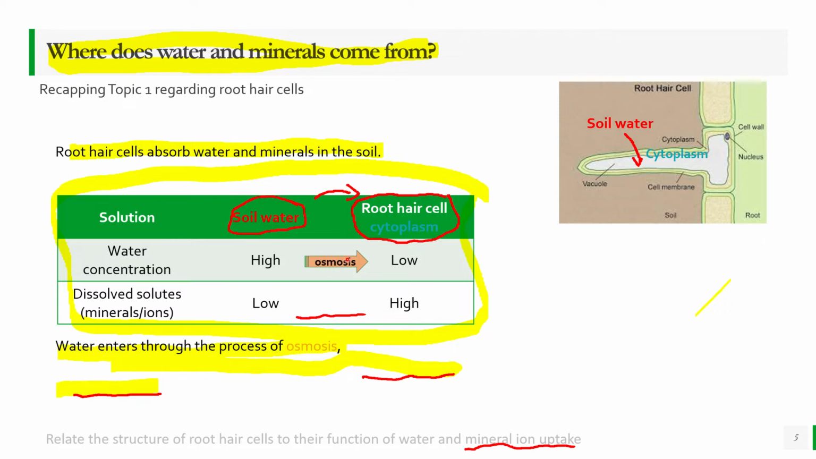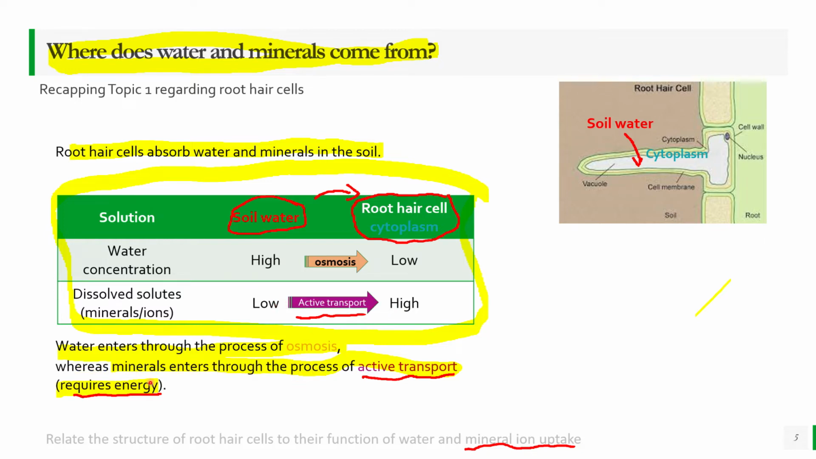Okay, on the other hand, minerals and ions, it is from low concentration to high concentration. Therefore, number one, it cannot be osmosis pasal dia bukan air. And number two, it cannot be diffusion pasal it is from low concentration to high concentration. So this one, for low to high, you will require energy. Okay, and the name of the process, movement of minerals or ions from low concentration to high concentration that requires energy, is called active transport.